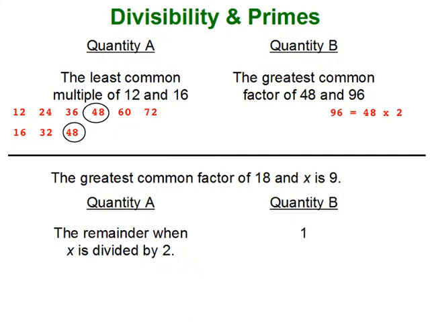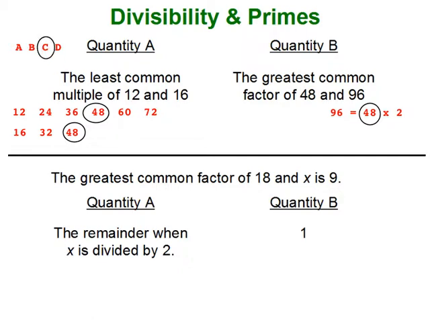1 and 48 are the first factor pairs you might think of for the number 48. And 48 is also a factor of 96. Therefore, our answer for this one is C. These quantities are equal. The number is 48 for each of them.